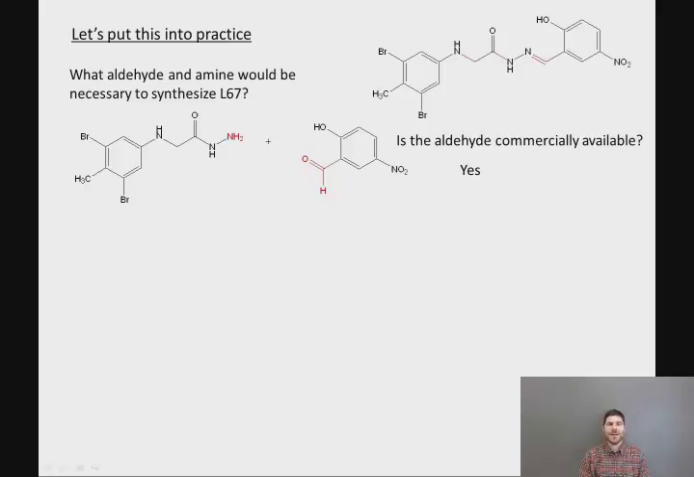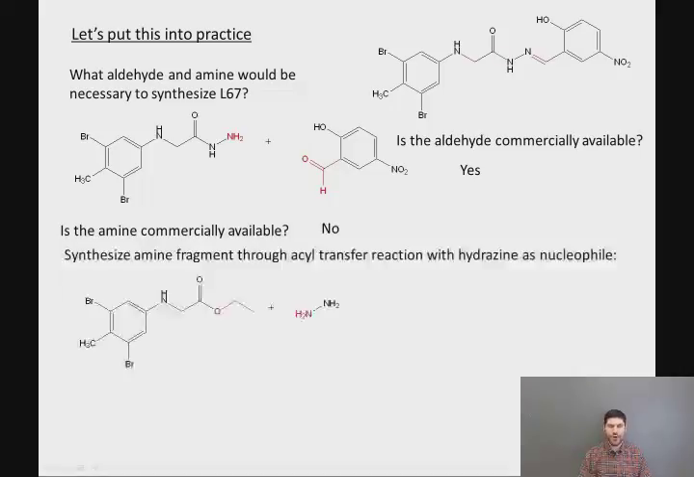2-hydroxy-5-nitro-benzaldehyde, but the amine on the left-hand side is not commercially available, which means that it has to be synthesized. And the way we will synthesize this amine is through an acyl transfer reaction with hydrazine as the nucleophile. Okay, and the other starting material that I have decided to use in this case is an ester to react with hydrazine as the amine.